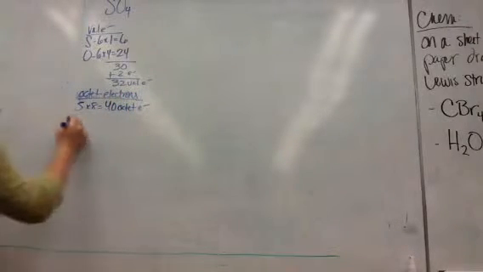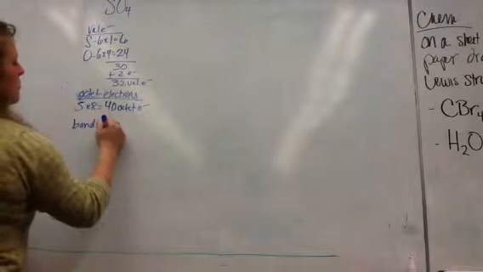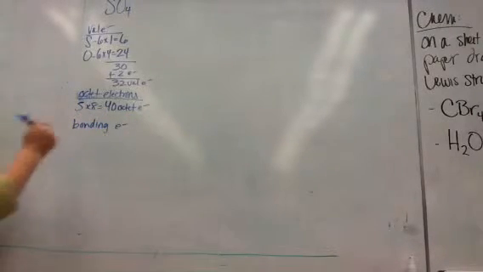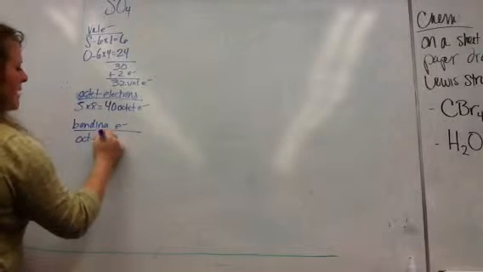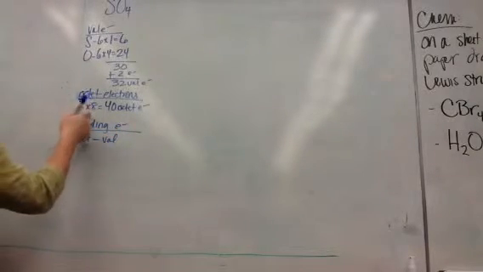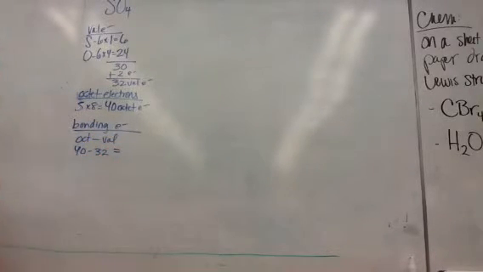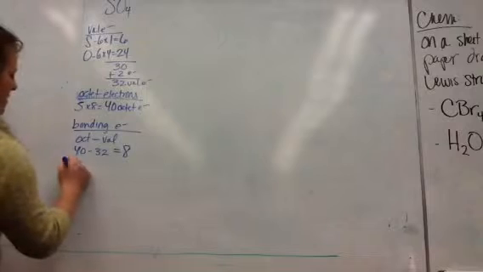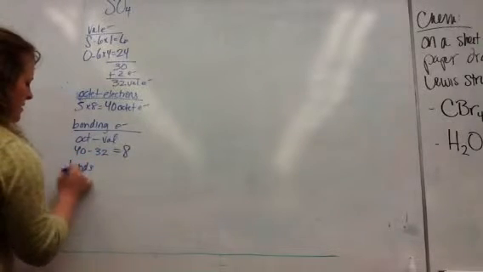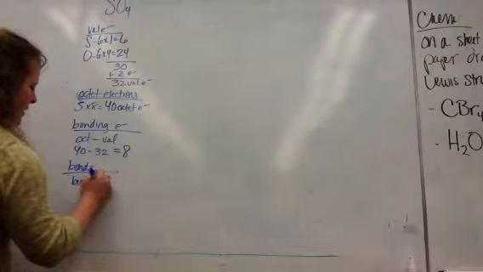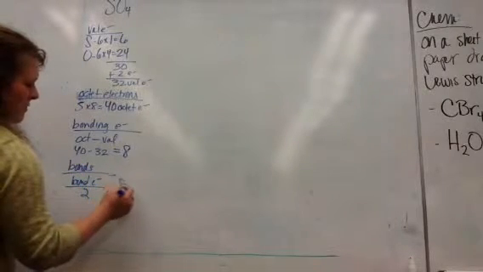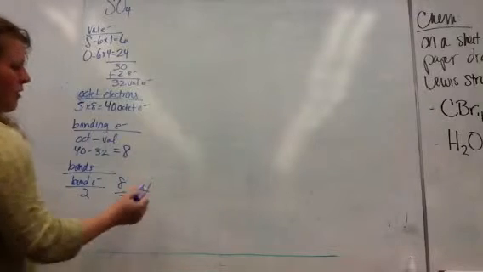Now let's figure out how many electrons will be involved in bonding. We're going to take our octet minus our valence, which is 40 minus 32. How many electrons will be involved in bonding? 8. Let's figure out how many bonds we have. Bonds is our bond electrons divided by 2. 8 divided by 2. How many bonds are we looking for?